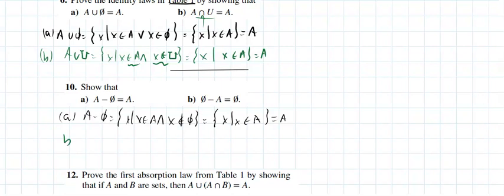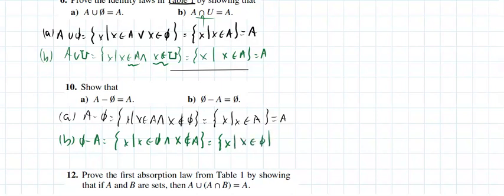to show B, the empty set minus A, that would be all the elements in the empty set intersected with X does not belong to A, because you're taking those out. So you want them in both, such that X belongs in the empty set only. That is the empty set. There's nothing there.